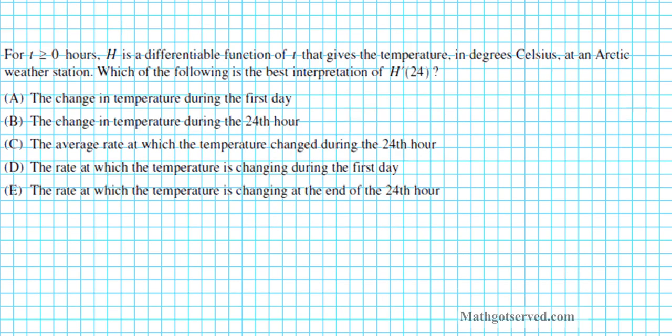All right, let's take a look at the next problem. It says for t greater than or equal to 0 hours, h is a differentiable function of t that gives the temperature in degrees Celsius at an Arctic weather station. Which of the following is the best interpretation of h prime of 24? Okay, so h is basically the temperature. Okay, so h of t is the temperature.